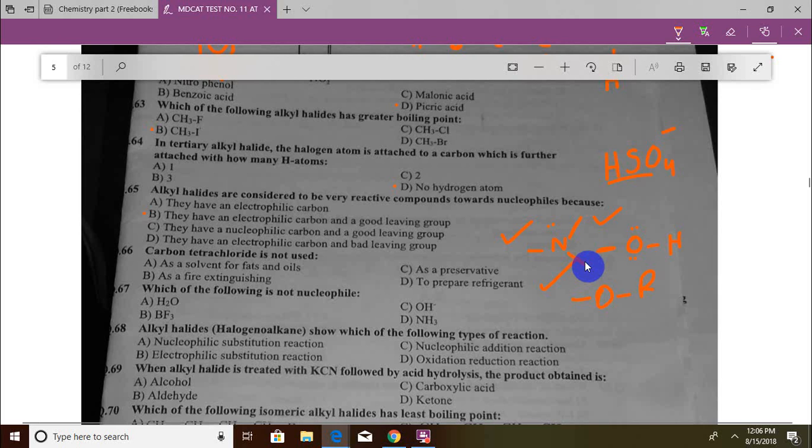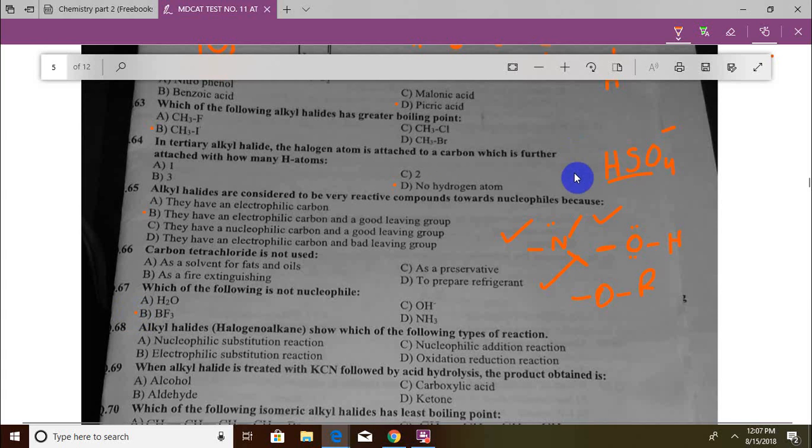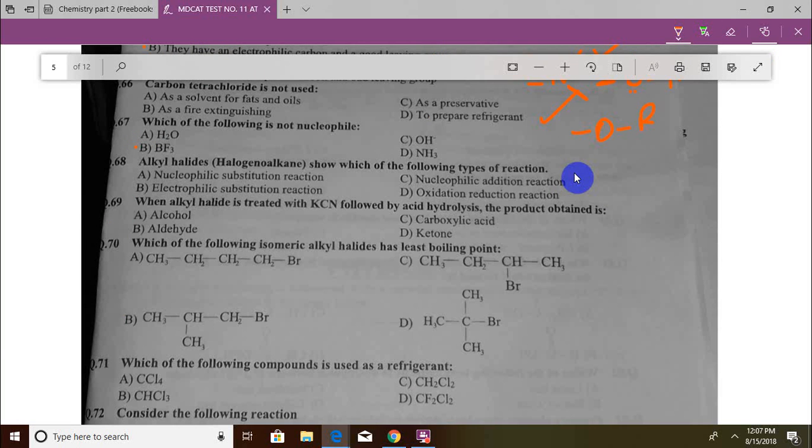So, which of the following is not a nucleophile? This is obvious, BF3, because a nucleophile needs to be able to donate an electron, and BF3 is already deficient. So alkyl halides show which of the following types of reaction: nucleophilic substitution, electrophilic substitution, nucleophilic addition, or oxidation reduction. So the answer is nucleophilic substitution, obviously.